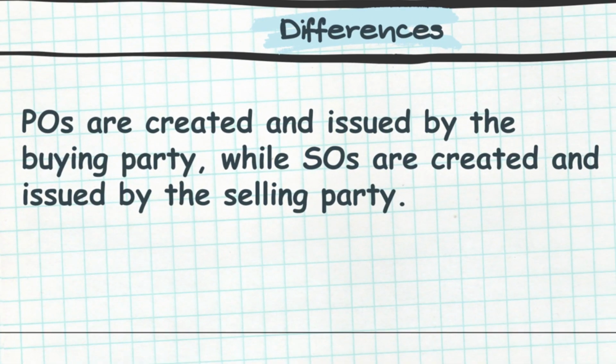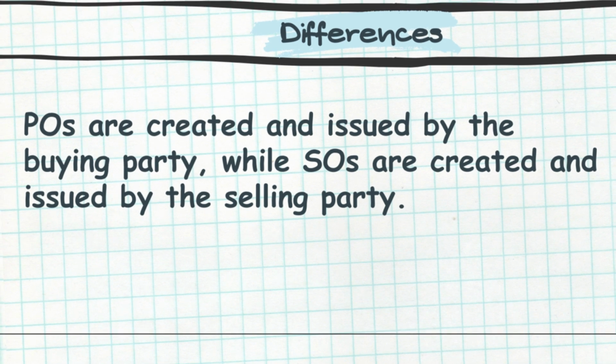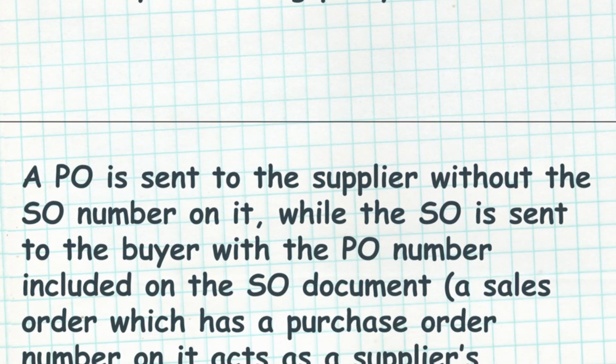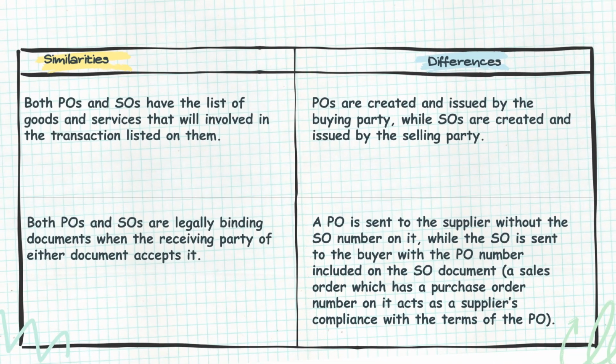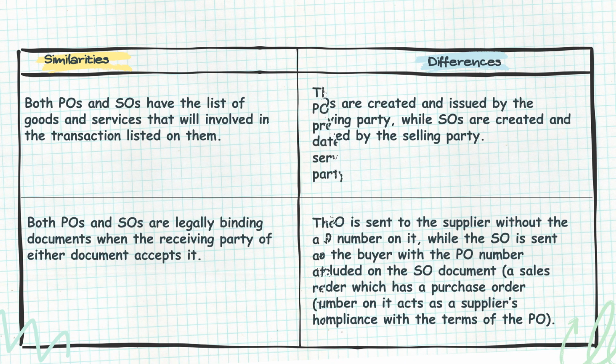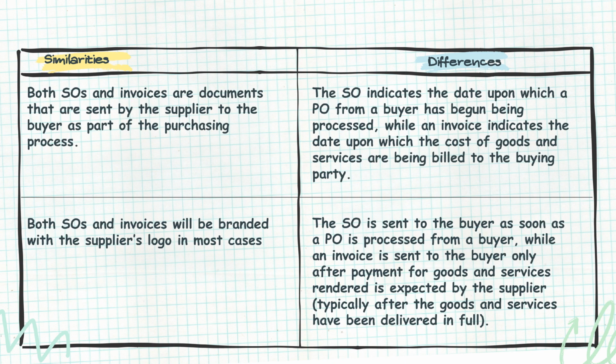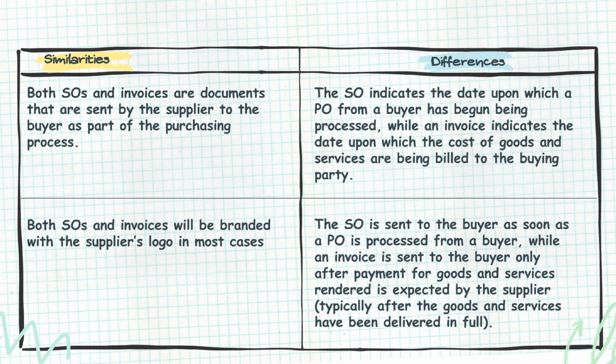POs are created and issued by the buying party, while SOs are created and issued by the selling party. A PO is sent to the supplier without the SO number on it, while the SO is sent to the buyer with the PO number included on the SO document. A sales order, which has a purchase order number on it, acts as a supplier's compliance with the terms of the PO. What are the similarities and differences between sales orders and invoices?